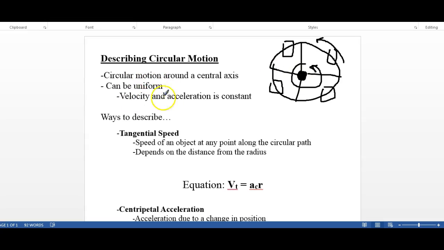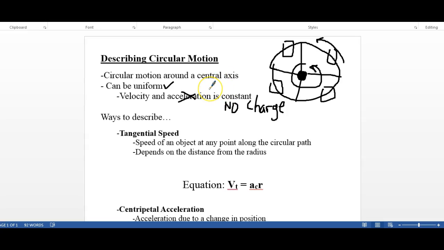Now, there's something very important to understand about circular motion, and what really is going to drive our understanding is this idea of being uniform. Uniform means velocity is constant, no change. So these are objects that are rotating around a central axis at a constant speed. Really not constant acceleration, I think that's a misnomer.